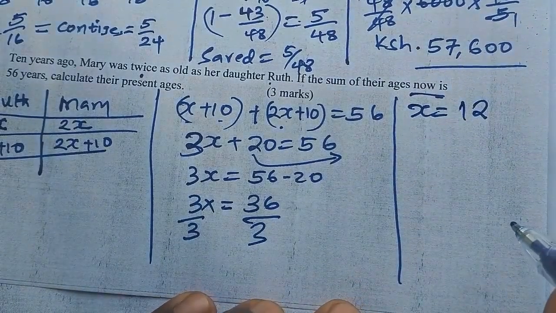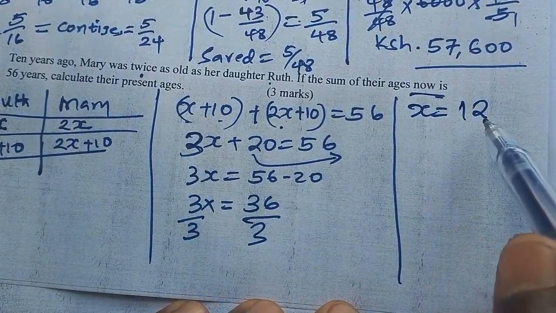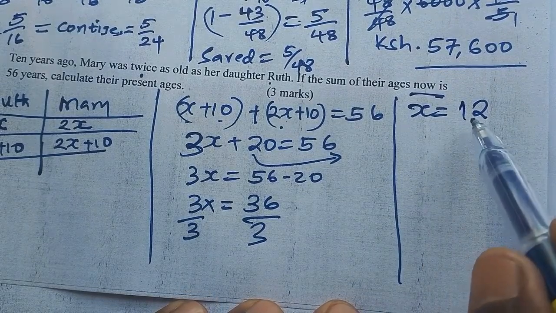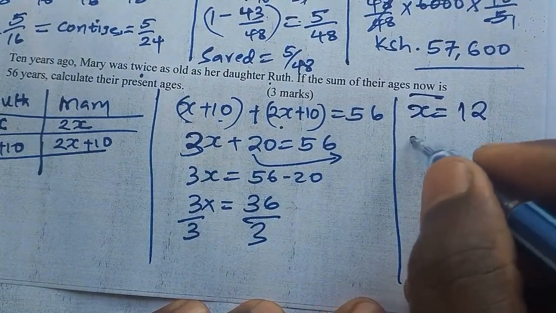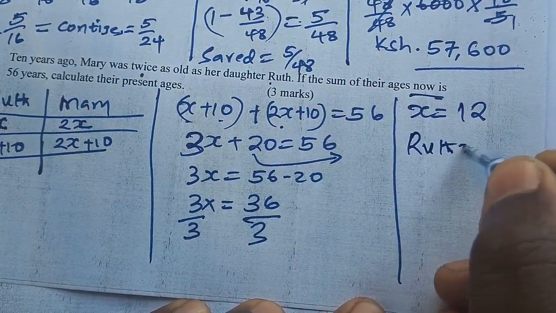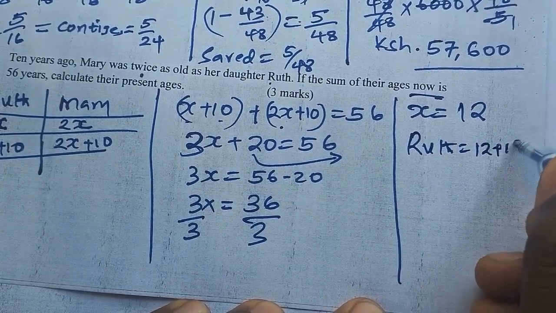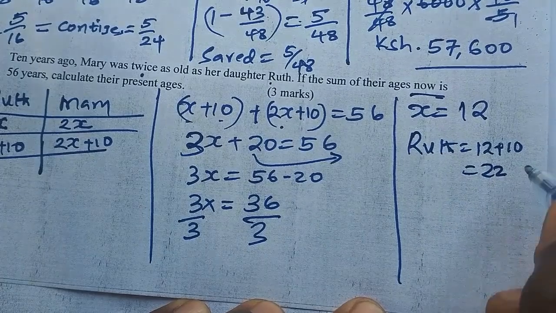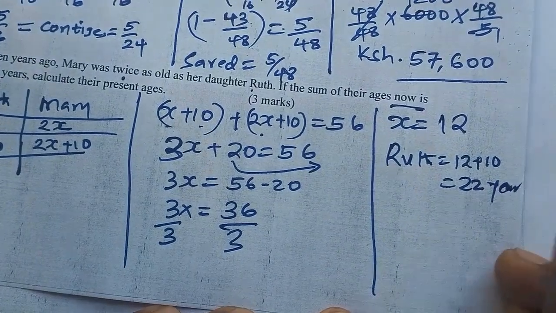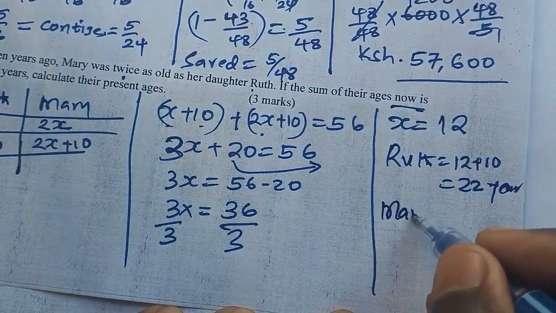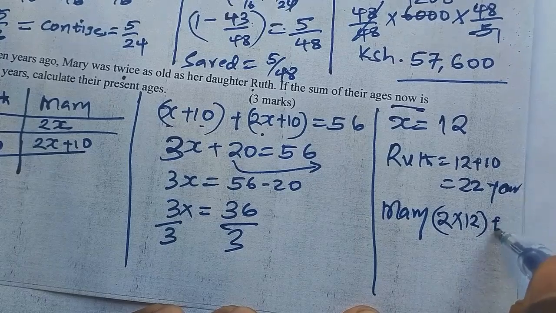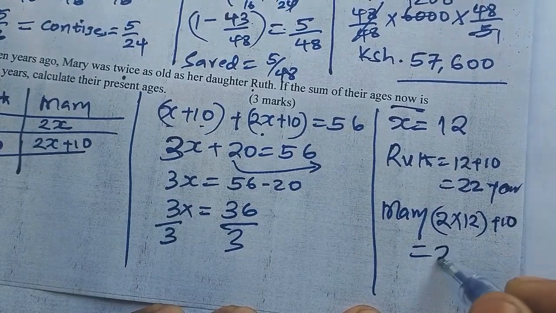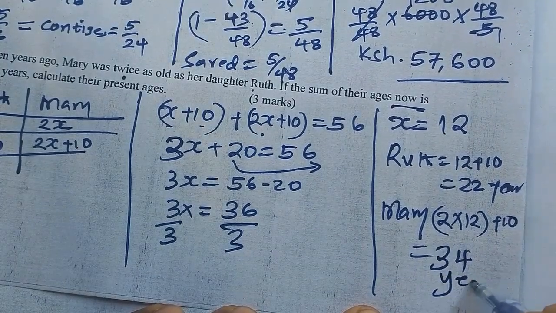So that is 10 years ago. Ruth was 12 years and the mother was 24. Now, what will be the age now? So Ruth now will be 12 plus 10, and that is 22 years. And what about Mary? Mary will be 2 times 12 plus 10, and that one is 34 years.